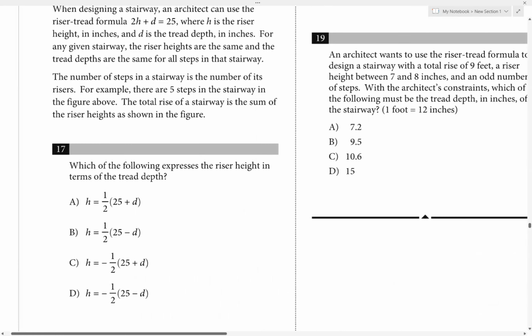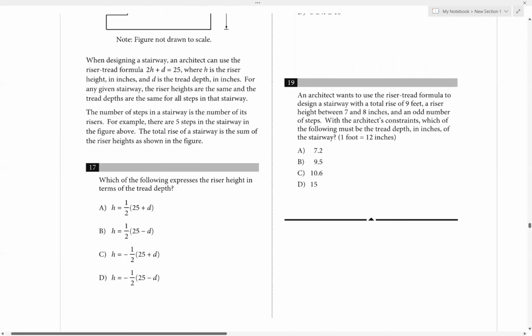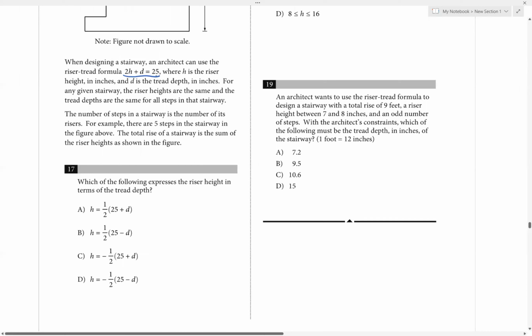Which of the following expresses the riser height in terms of the tread depth? Okay, so it gives us all that information, but the only formula that we have is this formula, right? So it'd be 2h plus d equal 25. So chances are we're going to use this formula here, because that's the only thing they told us. This formula relates the h and the d value. 2h plus d has to equal 25.